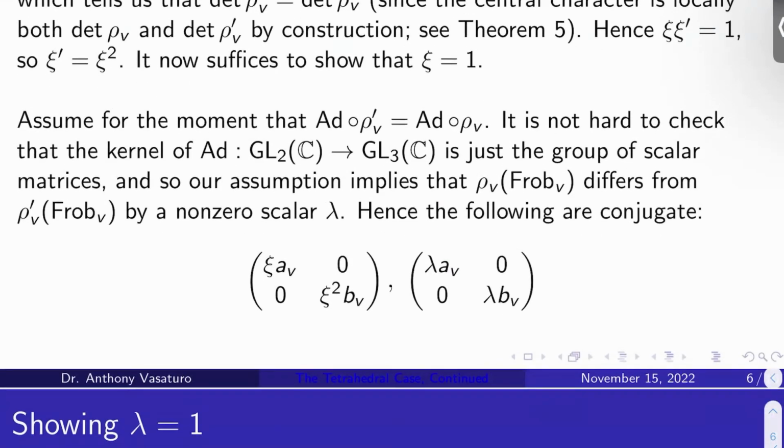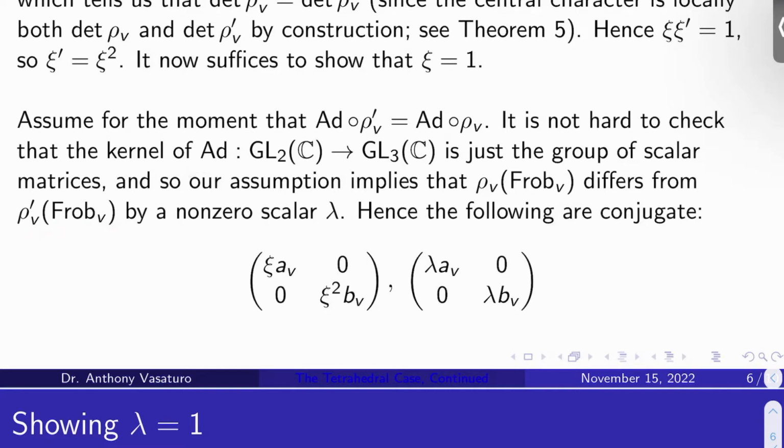I'm going to make a big assumption for the moment, and then later we'll have to tackle this claim. I'm going to assume that ad composed with rho prime_v is ad composed with rho_v, where ad is the map that we talked about when we were talking about symmetric square lifting. It's the map from GL2(C) to GL3(C). The kernel of ad, though, is just the group of scalar matrices. That's an easy exercise. My assumption here tells me that rho_v of Frobenius_v differs from rho prime_v at Frobenius_v by a non-zero scalar lambda. That's because the kernel of ad is just scalars, right?